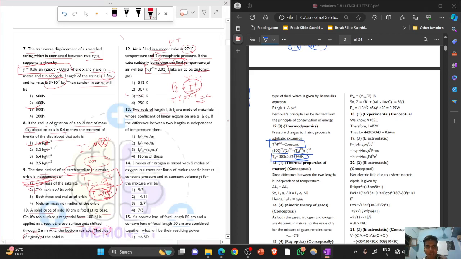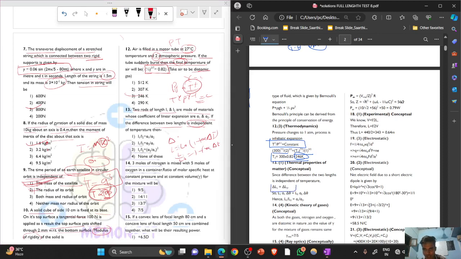Two rods of length L1 and L2 are made of materials with alpha 1 and alpha 2. If the difference of the two lengths is independent of the temperature, it is asking for a particular relation. You just need to use delta L equals L naught into alpha delta theta. From here, delta L by L naught equals alpha delta theta. Now it is telling that the difference is independent of the temperature, so this term will be 0.